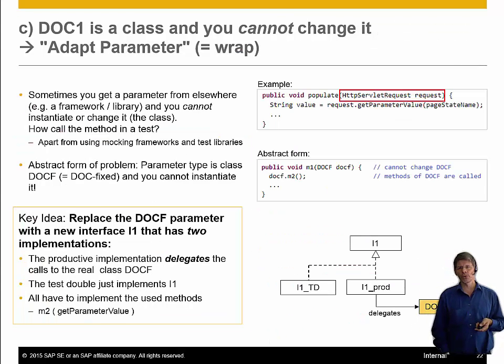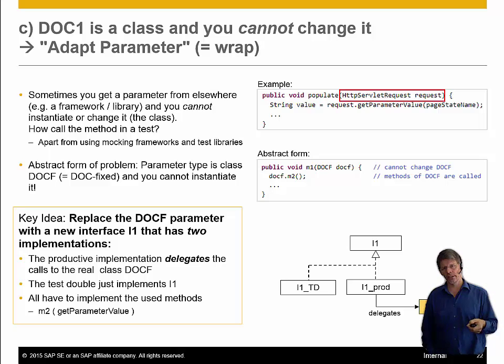Now we come to the most difficult case, and you see a lot of stuff here, so I'll go through it step by step. This parameter pattern is called a depth parameter, and doc1 is a class, but you cannot change it. This is like the library case. So let's assume you have this example on top right. You have a servlet request, and you have to stick it in, but it comes from a library that you don't control. Maybe your object is even typically in a framework, and it gets called. So you don't even call it directly. So you can't even change the call.